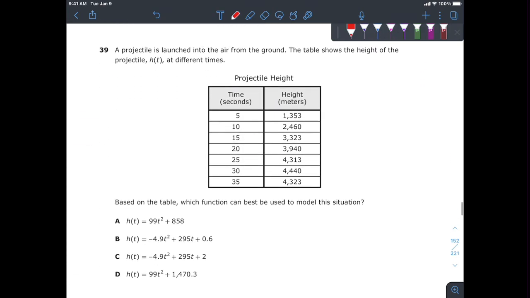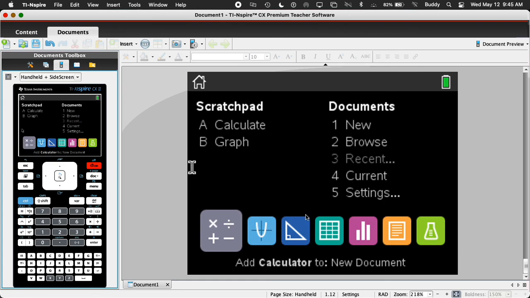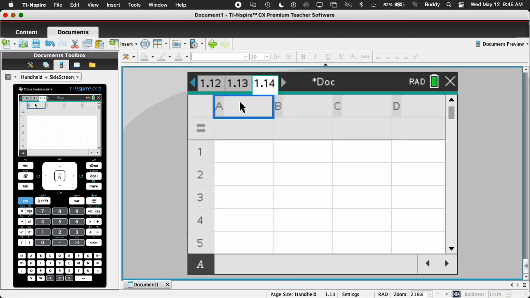All right. Number 39. A projectile launched into the air from the ground. The table shows the height of the projectile at different times. Based on the table, which function can be used to describe the model in this situation? So this is obviously going to be a regression, a quadratic one. So let's go ahead and get that run. I'm going to go over here, start my new spreadsheet. X is from number 39, Y is from number 39.